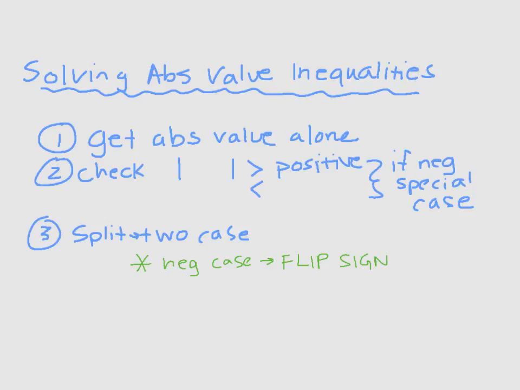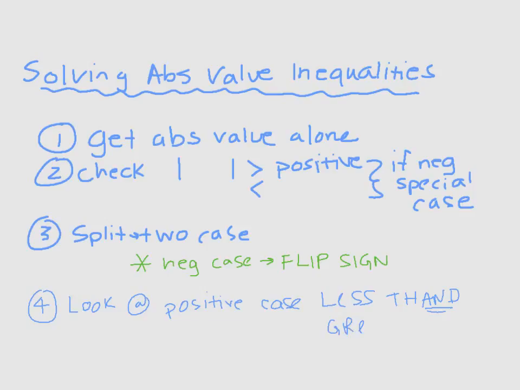The other thing you need to do is look at the positive case. If it's a less than, and less than, it's going to be an and. If it's a greater than, it's going to be an or. Because we know that if we have two inequalities, then we have to connect them with a word. And then finally we're going to solve. Okay, so let's take a look at some of these examples in our notes packet, actually apply these rules and solve some absolute value inequalities.